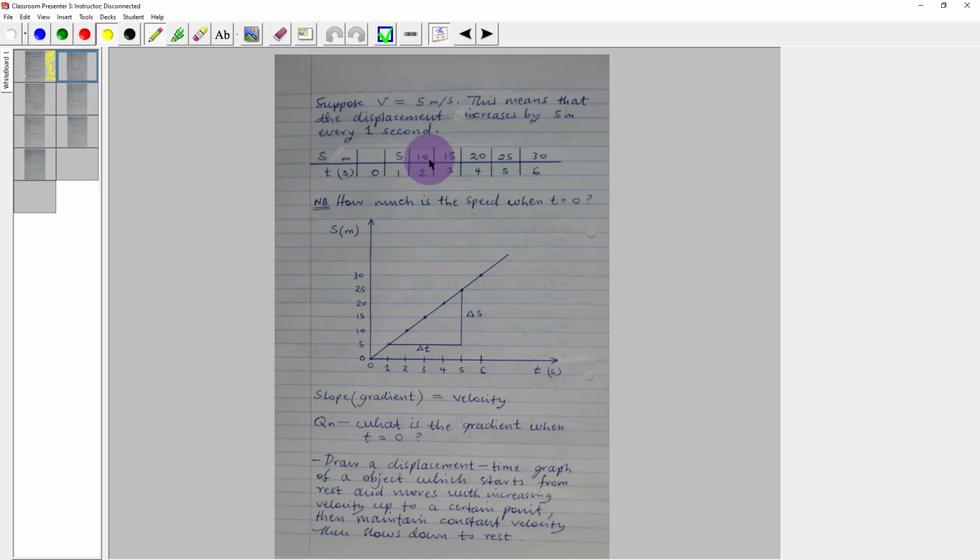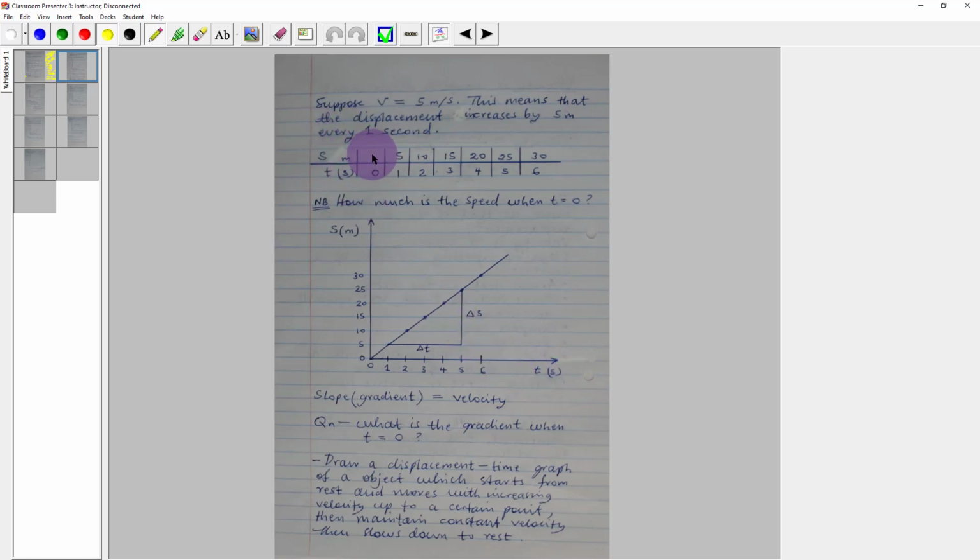After another 1 second, we add 5 onto 5, we get 10. We continue like that until we get a displacement time table, in which case now we can plot this graph here, and we have a displacement time graph. I'm going to talk about the significance of this.